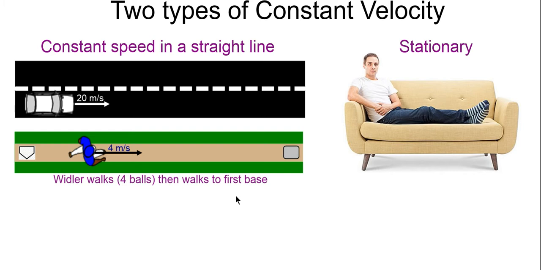First, there are two kinds of constant velocity. First, you can have an object moving at a constant speed, say 20 meters per second, and in a straight line, just like that car. Straight line, not changing direction, and not changing speed, that's constant velocity.